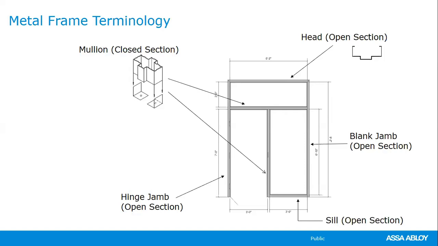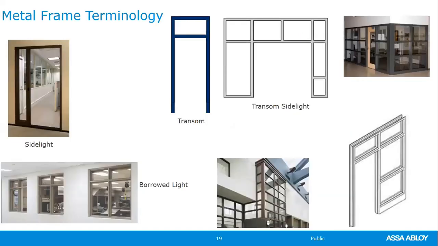That's where you have to house the glass, which has to have a stop on one side. The door has to have a stop on the other side to close up against. Therefore, you'll see your mullion has 2 stops to it. Some other terminology we have here is your sidelight to the left there, transom frames. We have transom sidelights.